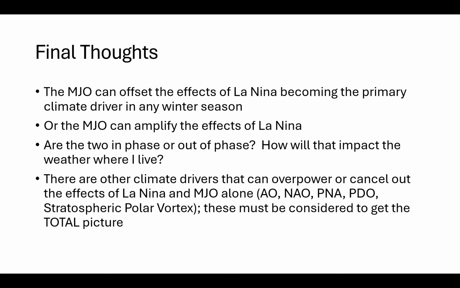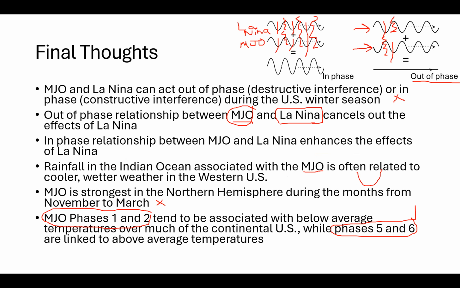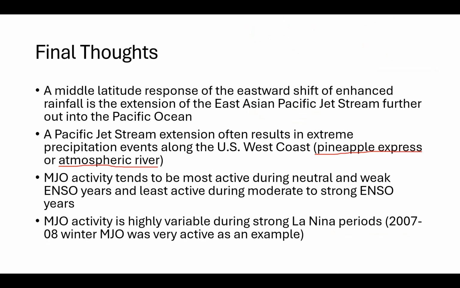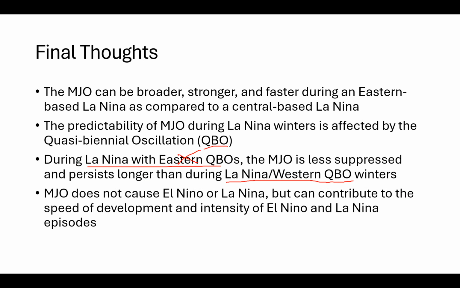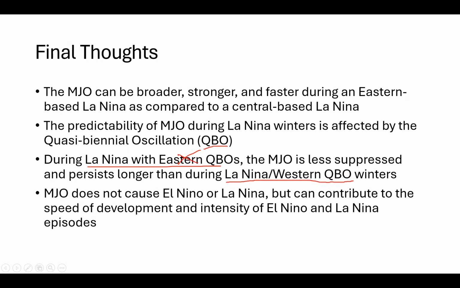But anyway, whether it's an east-based or a central-based La Nina could mean the difference in how the long wave sets up and the sensible weather along the U.S. Oh, right here, the first bullet, there it was. The MJO can be broader, stronger, or faster during an eastern-based La Nina as compared to a central-based La Nina. So there you go.